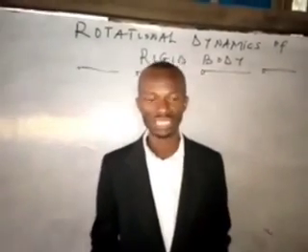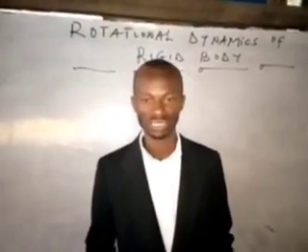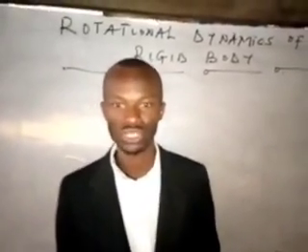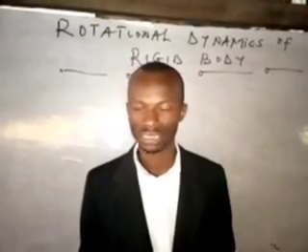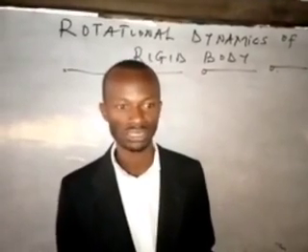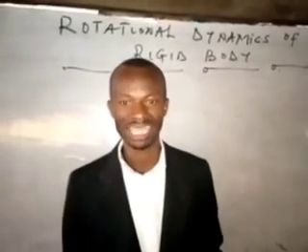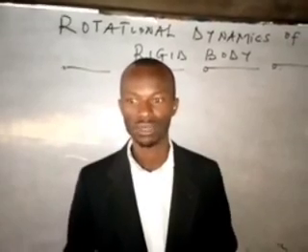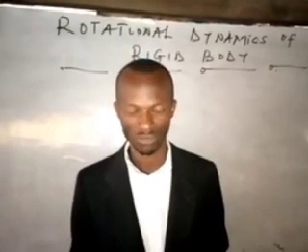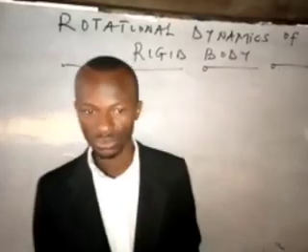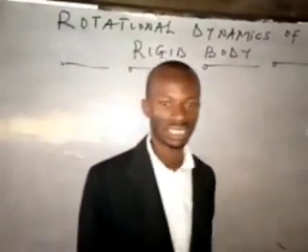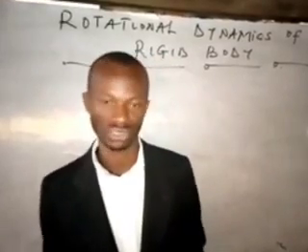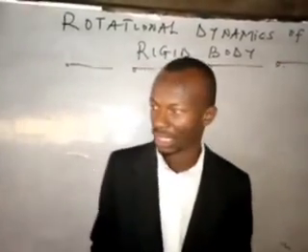Now, there are so many ways you can describe rotational motion of a rigid body. We use some mathematical equations to describe the rotational motion of rigid bodies. And by so doing, we talk about the kinematics and the dynamics of what? Of the rotational motion of rigid bodies. So, today, we're going to be looking at a distinction between translational motion and rotational motion. Of course, a rigid body.